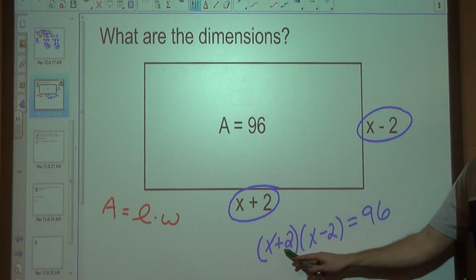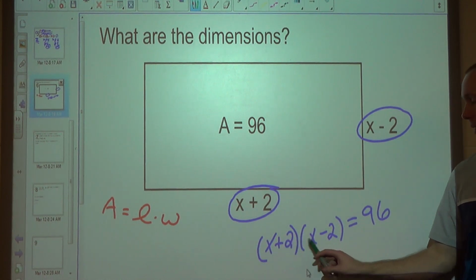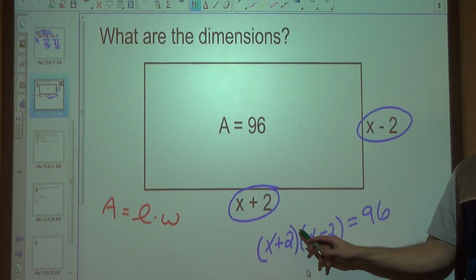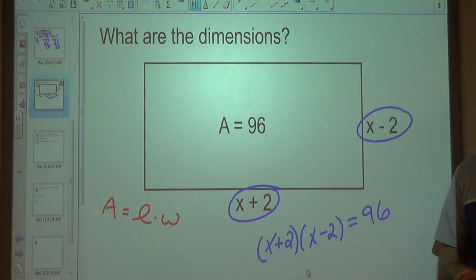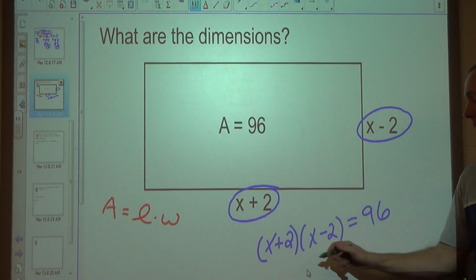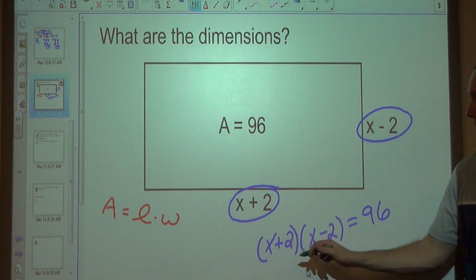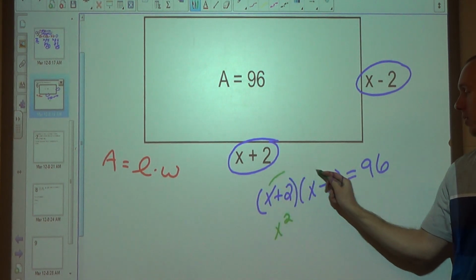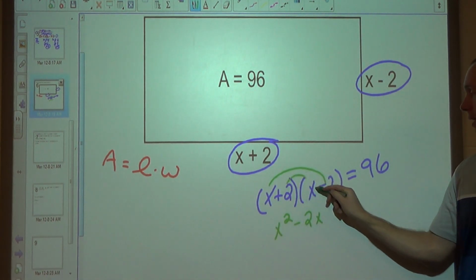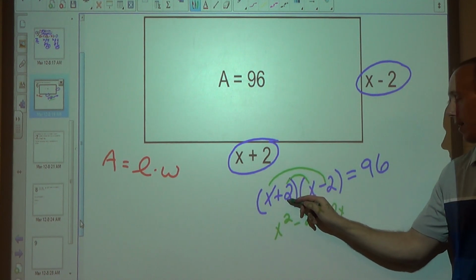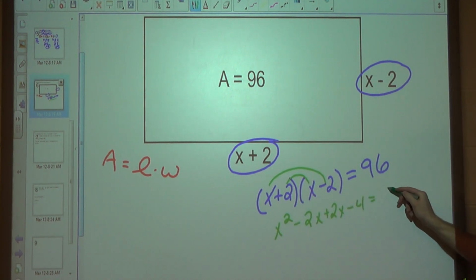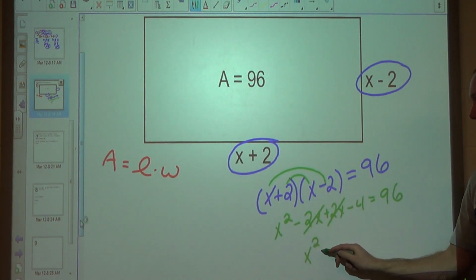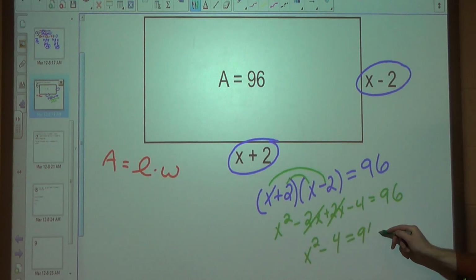What are these things called right here? Same thing, difference of two squares when you simplify it, yep, but what's the name for these guys when you multiply the same terms with one's a plus and one's a minus? It starts with C. Conjugate, yep. So these are also conjugates of each other, and it will be the difference of two squares when you simplify. So x times x is x squared, the outside is negative 2x, inside is positive 2x, and then the last is negative 4, equaling 96. So then these cancel, and I'm left with x squared minus 4 equals 96.